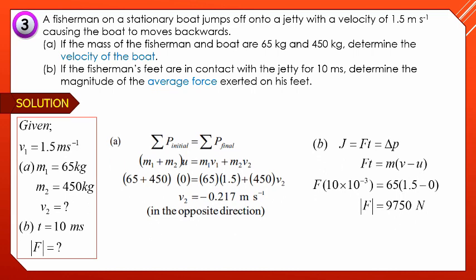For question number 3, a fisherman on a stationary boat jumps off onto a jetty with a velocity of 1.5 meter per second, causing the boat to move backward. If the mass of the fisherman and boat are 65 kg and 450 kg, determine the velocity of the boat.